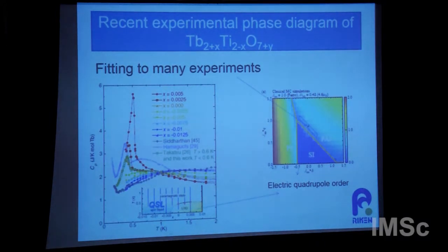Even if x is 0, how perfect is the pyrochlore in that case? If x is equal to 0, there is a perfect symmetric crystal. I think it's not a perfect crystal. I think it's not possible to grow a perfect single crystal. There are always some substitutional effects.